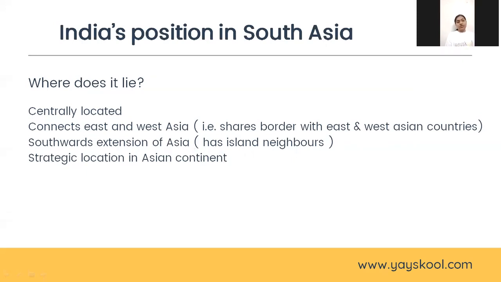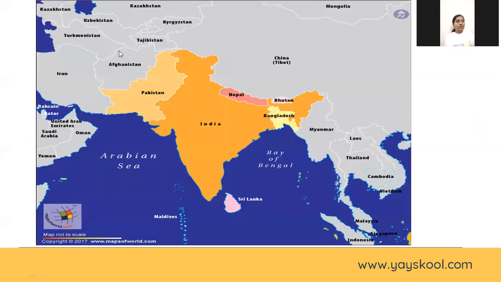Towards the south of India, we have ocean. So if there are any neighbors, they must be island neighbors, right? What are the island neighbors? That also we'll learn today. And it has a strategic location in the Asian continent. All these points are not new for us because we have already discussed them in the previous video. Now let us quickly move to another important aspect of the first point, that is states and UTs.